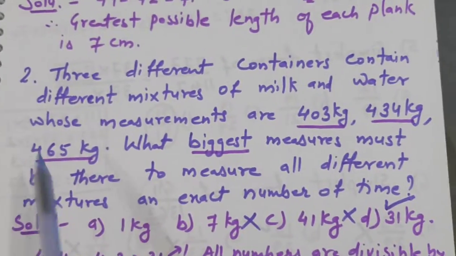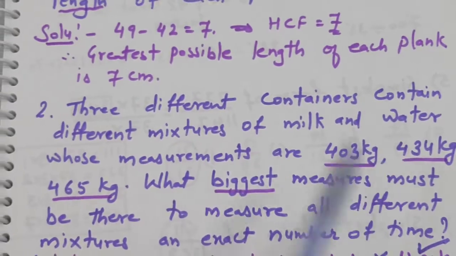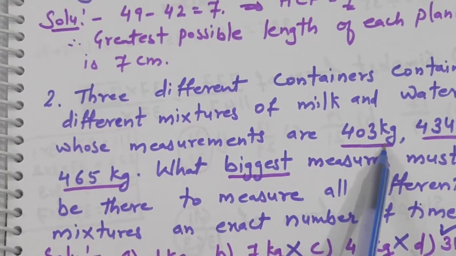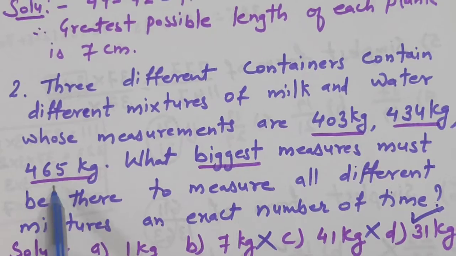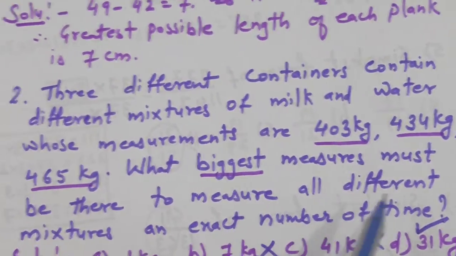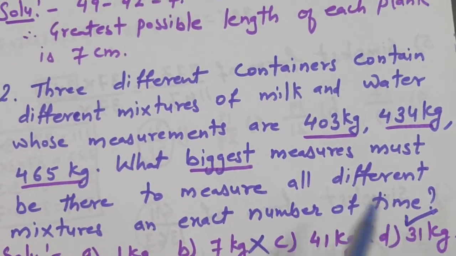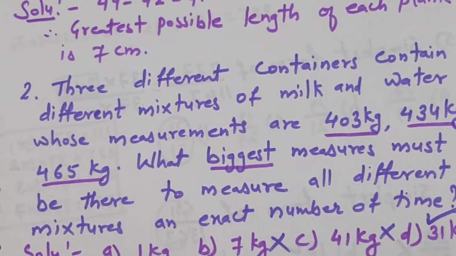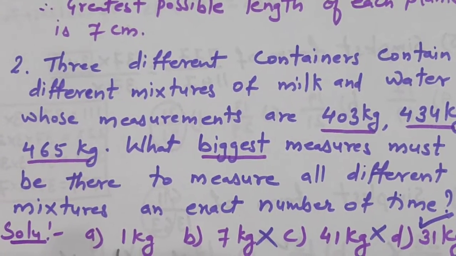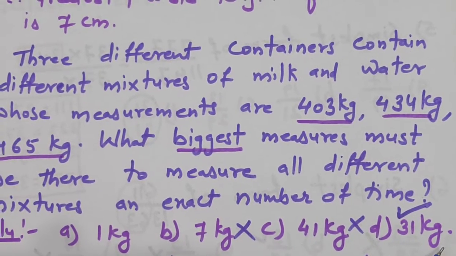Now look at the second question. 3 different containers contain different mixtures of milk and water whose measurements are, here again we are having 3 measurements, 403 kg, 434 kg and 465 kg. What biggest measure must be there to measure all different mixtures an exact number of times? As in the competitive exams, whether it is Olympiad or any other exam, you are being provided with the options also. So here options are given: 1 kg, 7 kg, 41 kg and 31 kg.